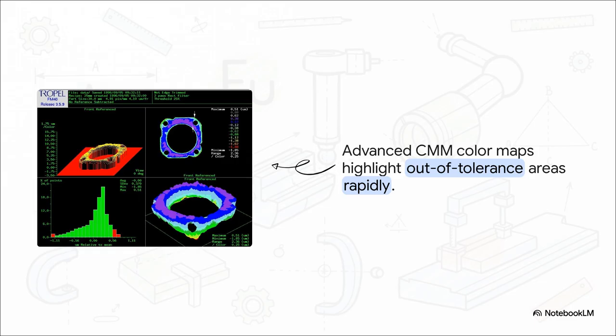Green means you're good, the surface is well within tolerance. But as it shifts into yellow and red, you know the surface is out of tolerance on the high side. Dark blue, that's the low side. For a manufacturing engineer, this kind of visual feedback is absolute gold. It doesn't just tell you that a part failed. It shows you exactly how it failed, which points you right back to the root cause in your machining process.